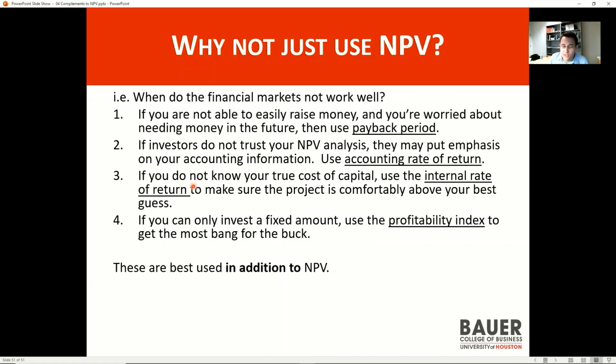As a final note, I don't think these are things that you should use in place of NPV. NPV is still going to be valuable because it accounts for risk and time value of money, but you can use these things in addition to the NPV.